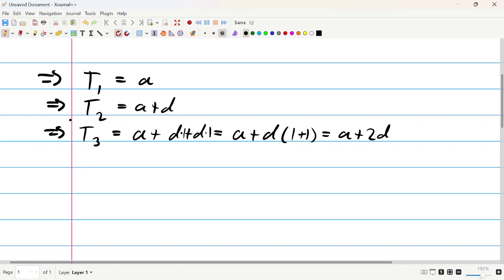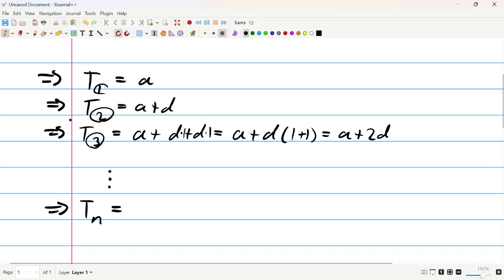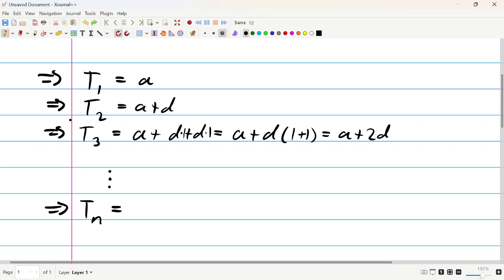And then this keeps going on all the way until we get to the nth term. In this case, our nth term is where we replace whatever term we have. How do we get this nth term? We know it's going to be A plus something, but in terms of D as well.